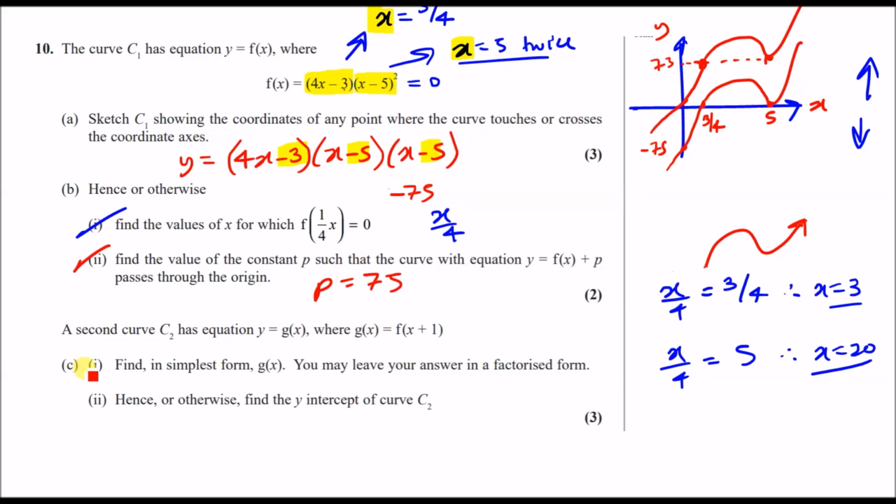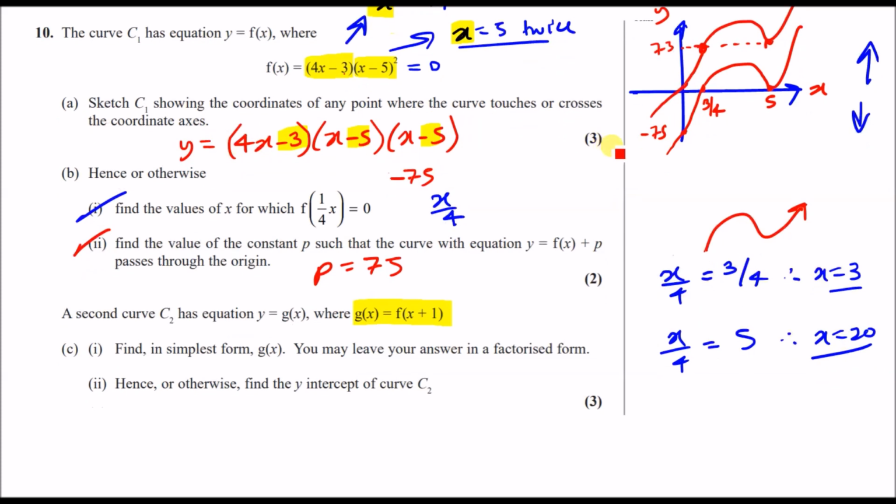And for part C, it wants us to find in its simplest form g(x). All right, let's make this clear. All they want us to do is literally equate g(x) with f(x) plus 1. Or in this case, g(x) is f(x) plus 1. So let's go ahead and replace all these x's with x plus 1, yeah?